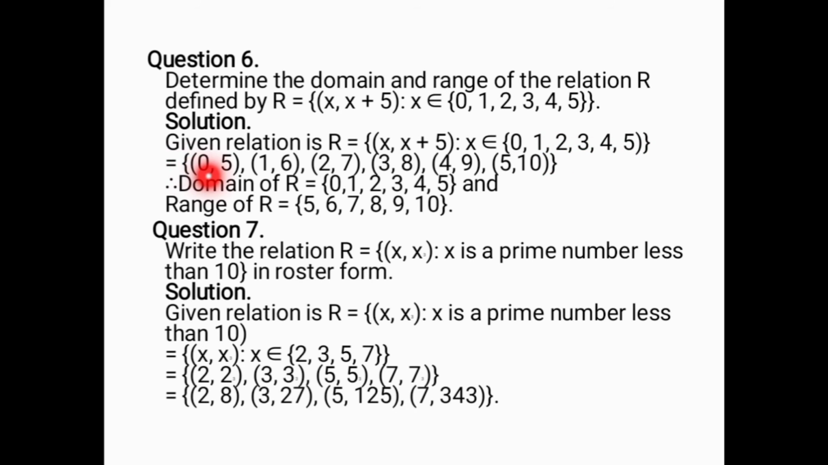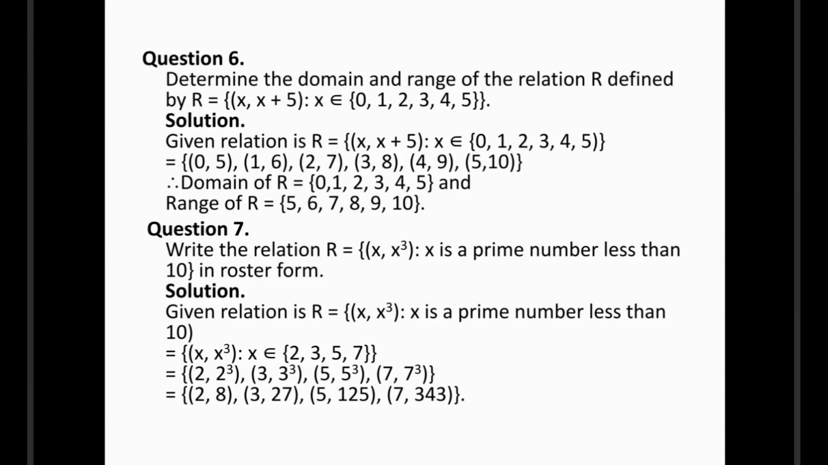Substitute x equal to 0, we will get another element 5. x equal to 1, 6. x equal to 2, 7. x equal to 3, 8. x equal to 4, 9. x equal to 5, 10. So by using this condition, applying the values, we get the first and second elements. Now we can find the domain. The first element is domain: 0, 1, 2, 3, 4, 5, and the second element is range. Range of R equal to {5, 6, 7, 8, 9, 10}.